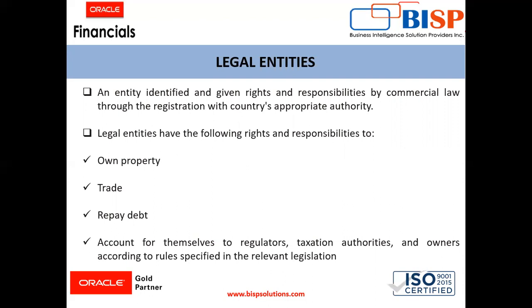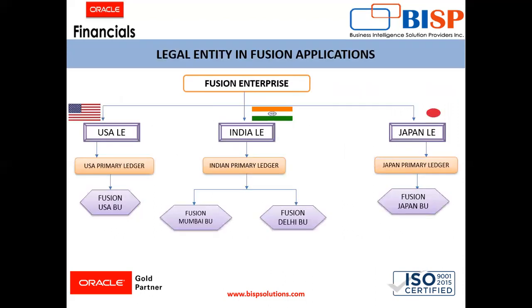To understand what a legal entity looks like in a Fusion application, we can refer to the following structure. There will be an enterprise, say Fusion Enterprise, and say it is running in USA, India, and Japan. Then these legal entities will be registered in USA, India, and Japan. So we'll have to define them in the system as USA legal entity, Indian legal entity, and Japan legal entity, and mention all the registration details of these legal entities in the specific countries.